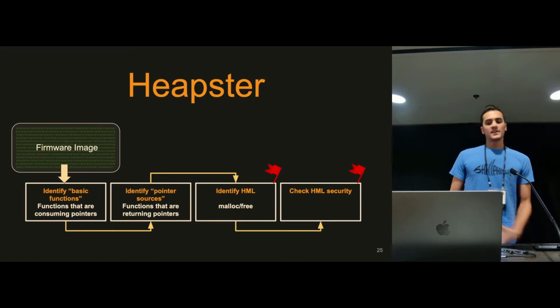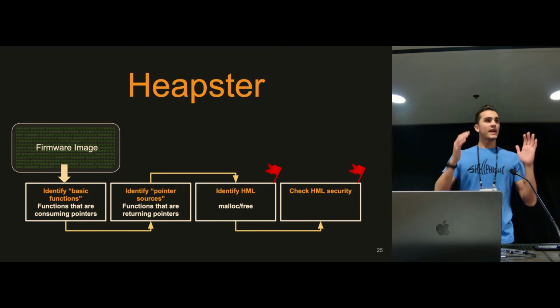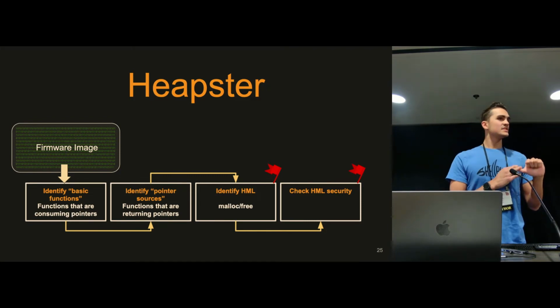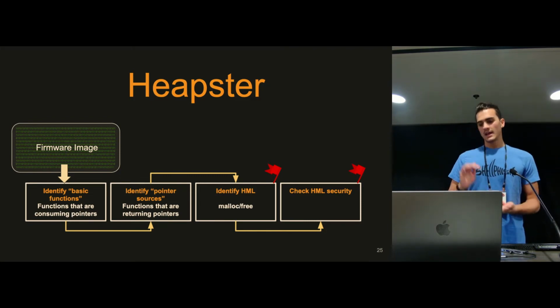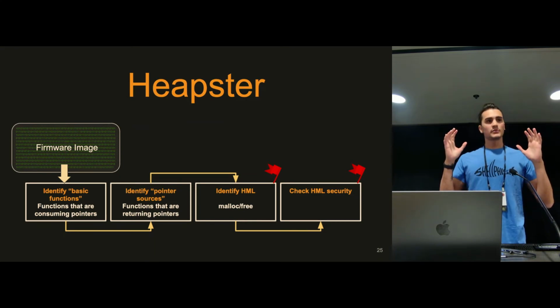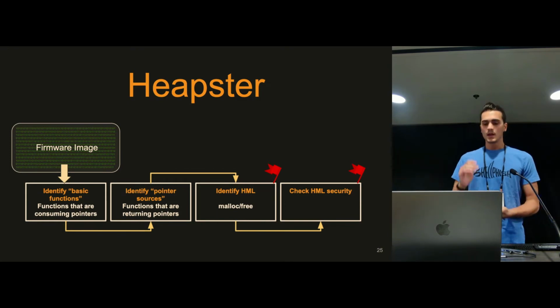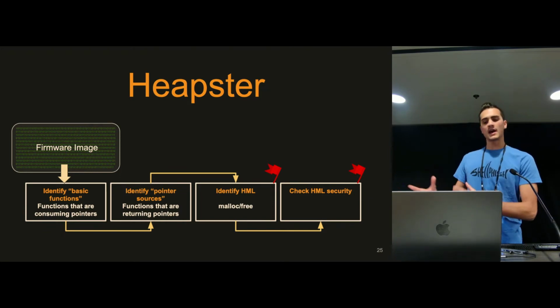So we put together Heapster, which is mainly composed of these four steps. Our end goals are, first, understanding where malloc and free are, and second, checking the security of these primitives. We start with a firmware image. We don't know anything about it, just that it's for Cortex-M. First things first, we want to identify the basic functions, so functions that are consuming pointers or manipulating these pointers to perform some action.